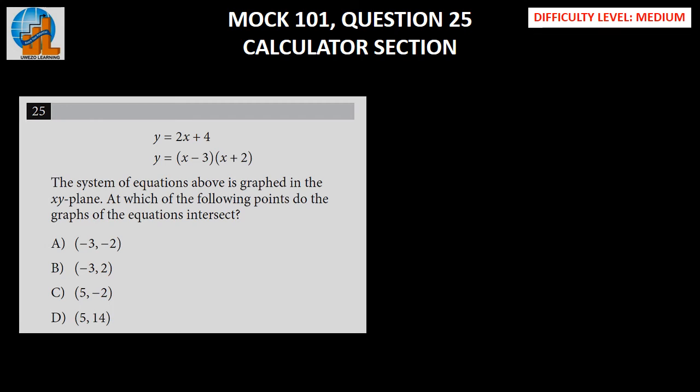The system of equations above is graphed in the xy plane, and we have to find out at which of the following points the graphs of the equations intersect. Now we have these two equations here, which is y is equal to 2x plus 4 and y is equal to (x minus 3) into (x plus 2).